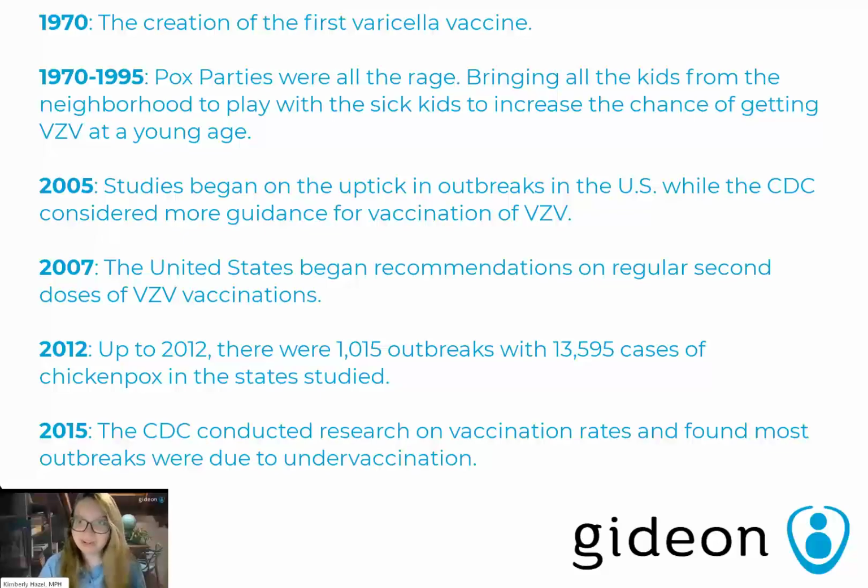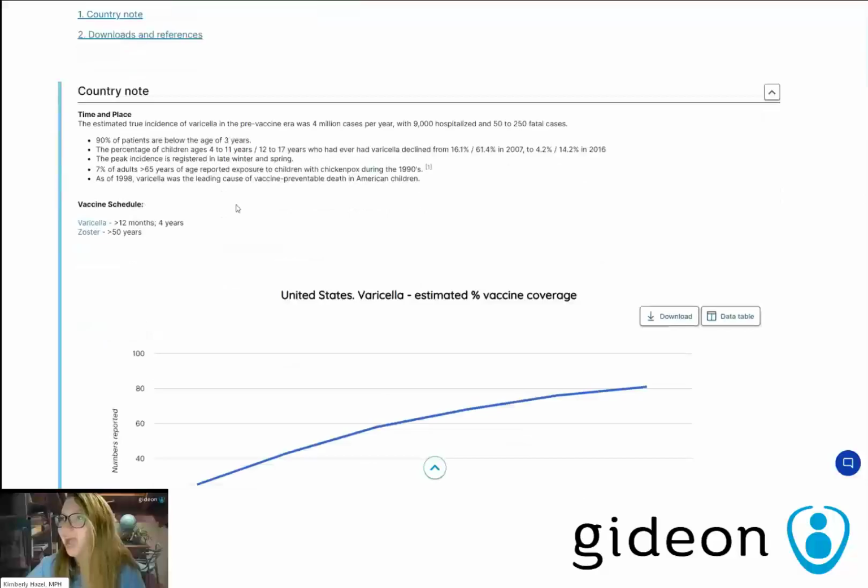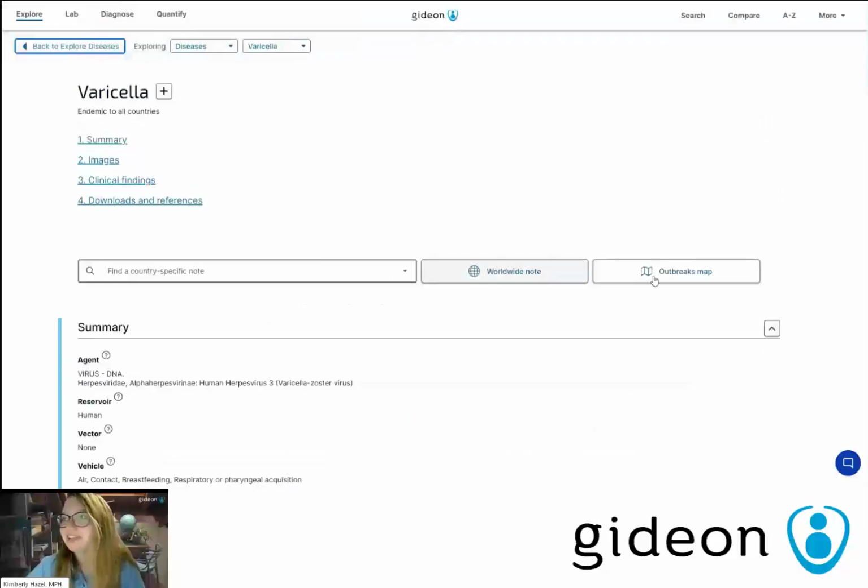Meanwhile, on the other side of the world, we had the United States doing their own thing, as per usual. So from 1970 to around 1995, pox parties were all the rage. I always like looking at the outbreak maps that Gideon has around this time because I think it's endlessly fascinating to see what was going on as some of the other countries in the world were starting to get vaccinated, and the US said, well, maybe not.